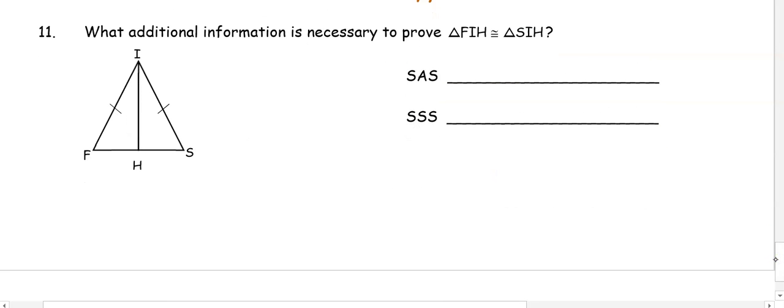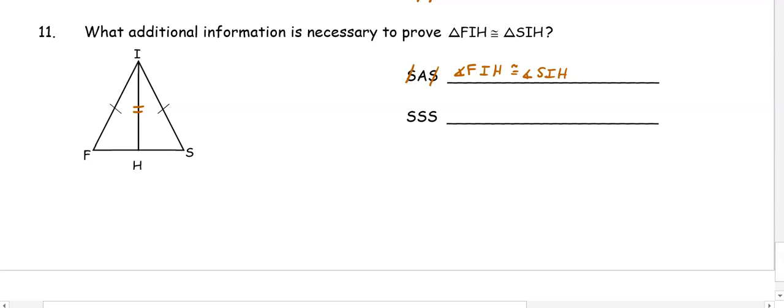In number 11, what additional information is needed to prove triangle FIH is congruent to triangle SIH? Well, they have a shared side, so we can mark that congruent with reflexive property. So if we are doing side, angle, side, we have our two sides. We need the angle that they are forming. So if I trace these sides, I notice that they are meeting up here. So those angles, we can't just call them angle I because there's too many vertices. So we're going to name them with 3 letters. So angle FIH has to be congruent to angle SIH.